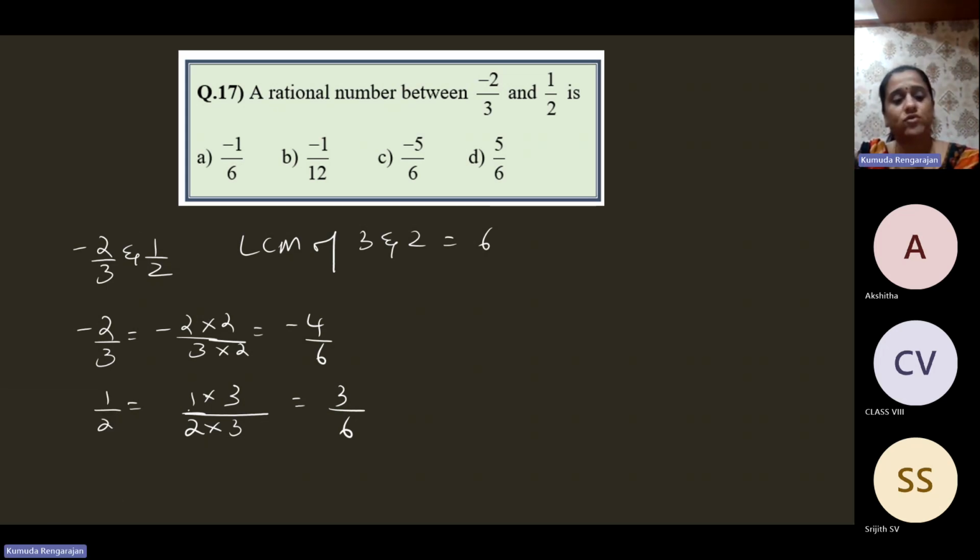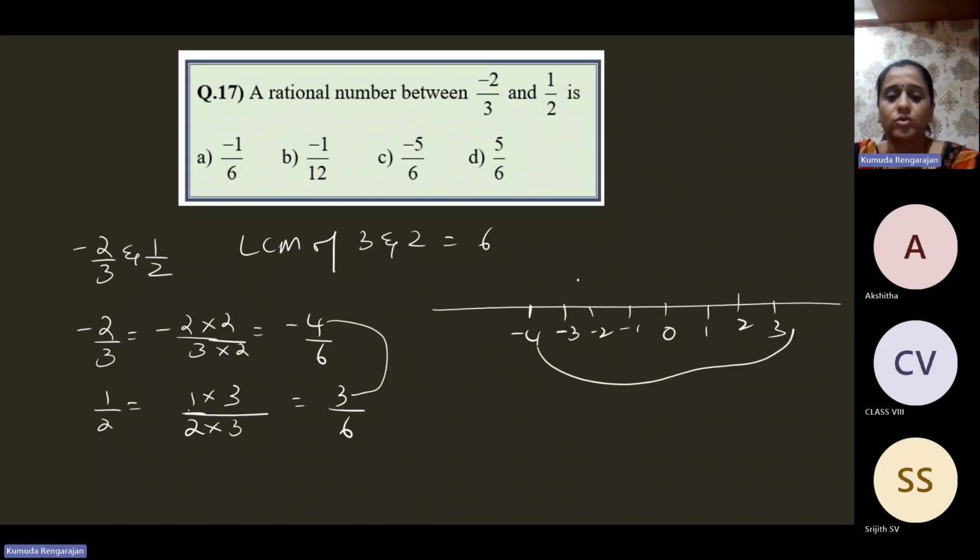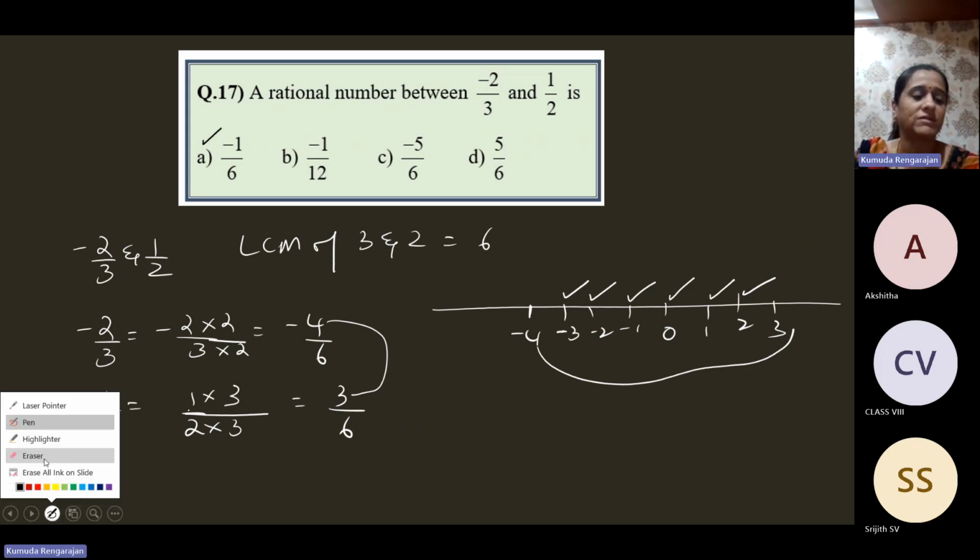Okay, so it's then minus 4 by 6 and 3 by 6, right? Minus 4, minus 3, minus 2, minus 1, 0, 1, 2, 3. So between minus 4 and 3, you can write minus 3 by 6, minus 2 by 6, minus 1 by 6, 0 by 6, 1 by 6, 2 by 6. So what is given here? Minus 1 by 6, right? Correct. So minus 1 by 6 is the correct option.